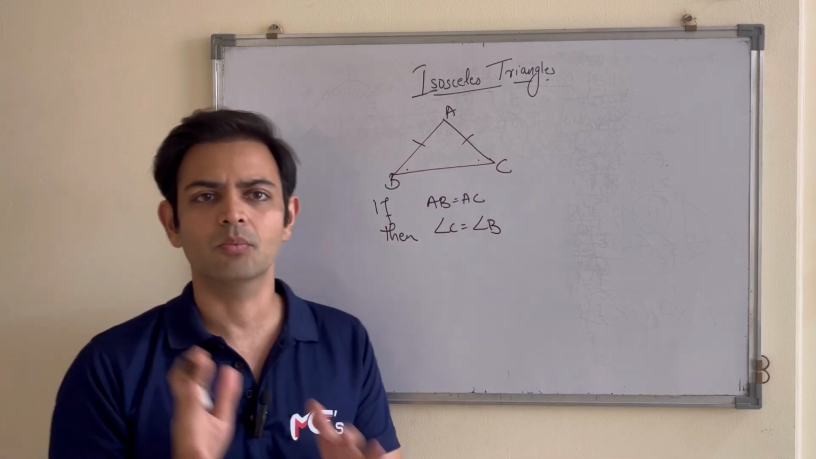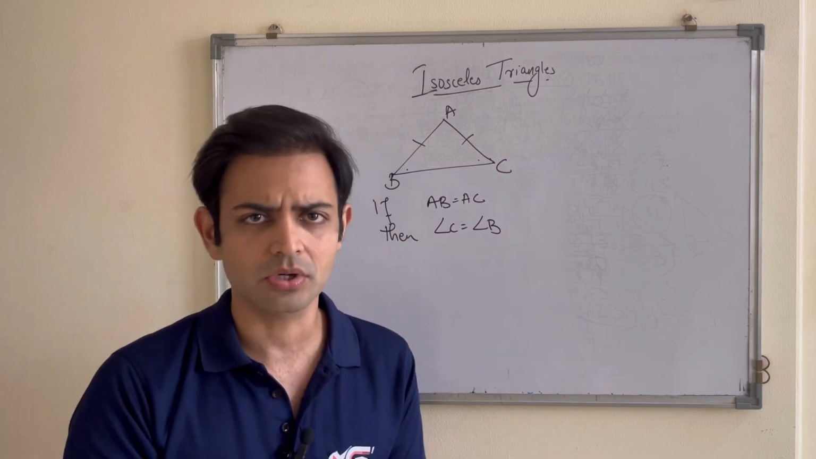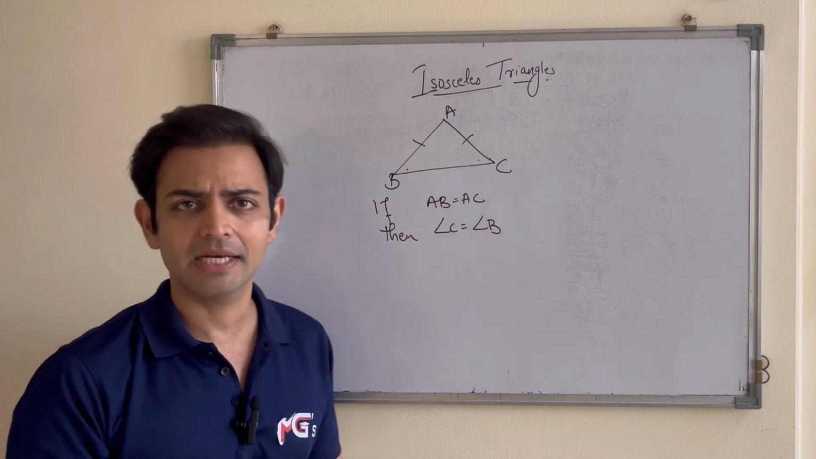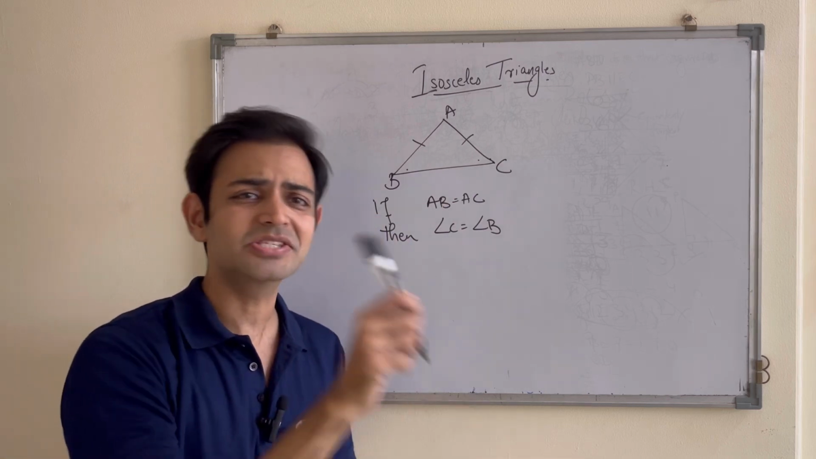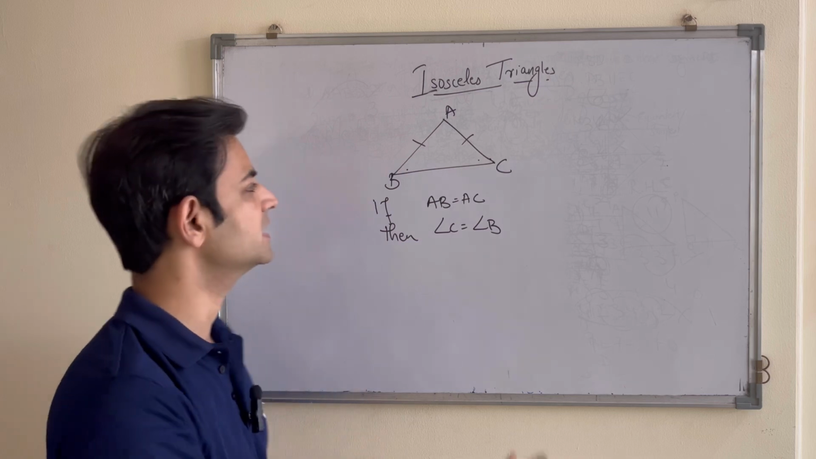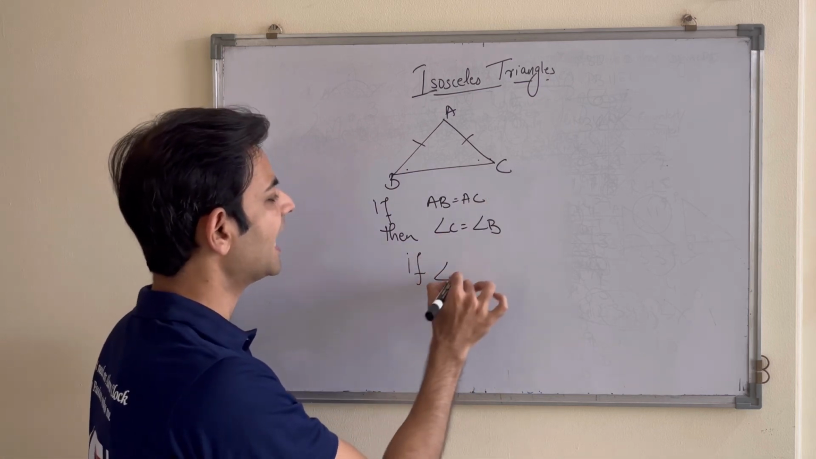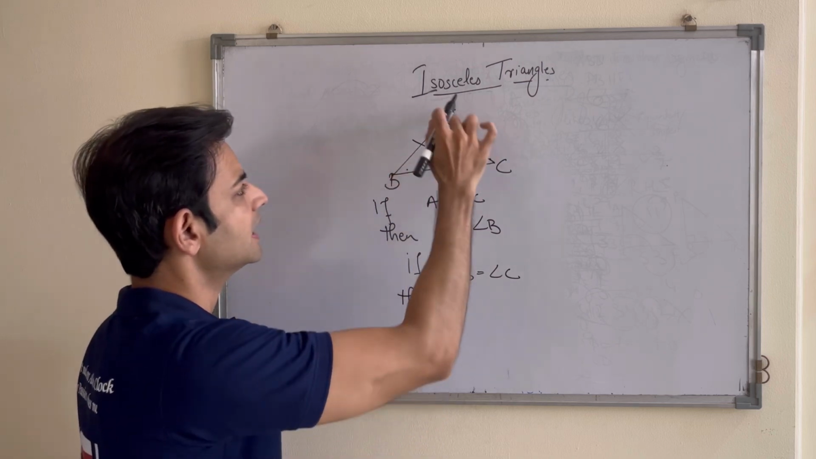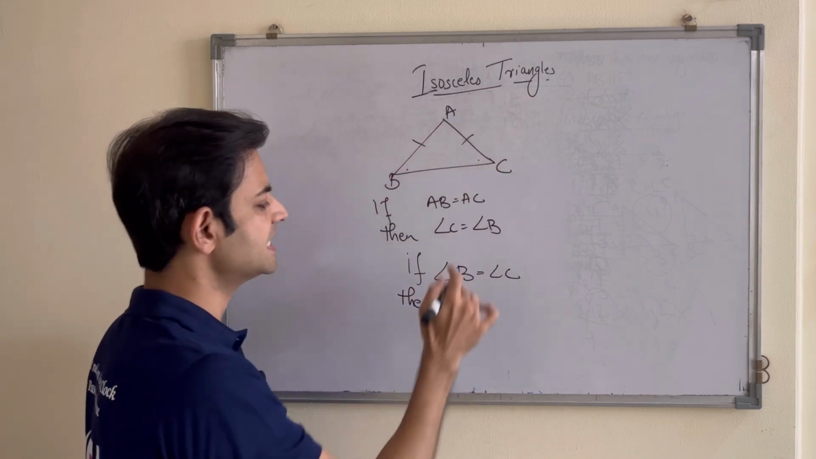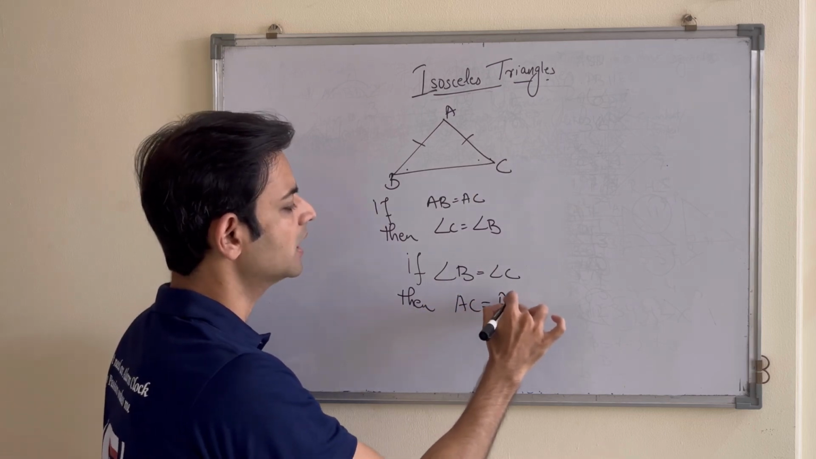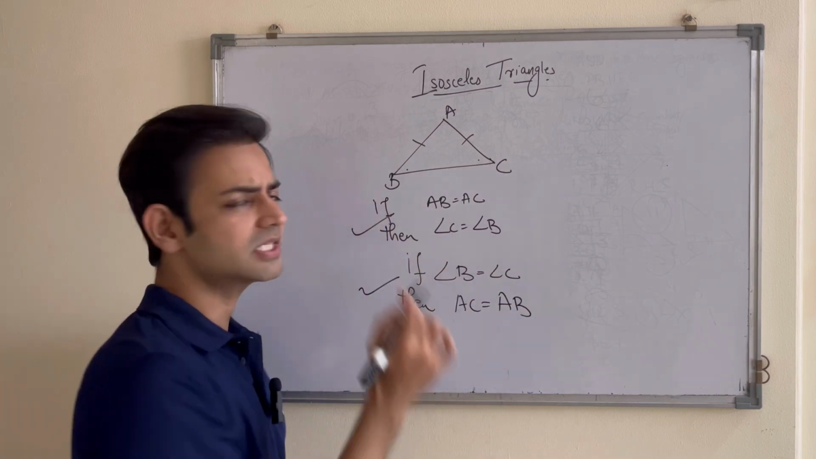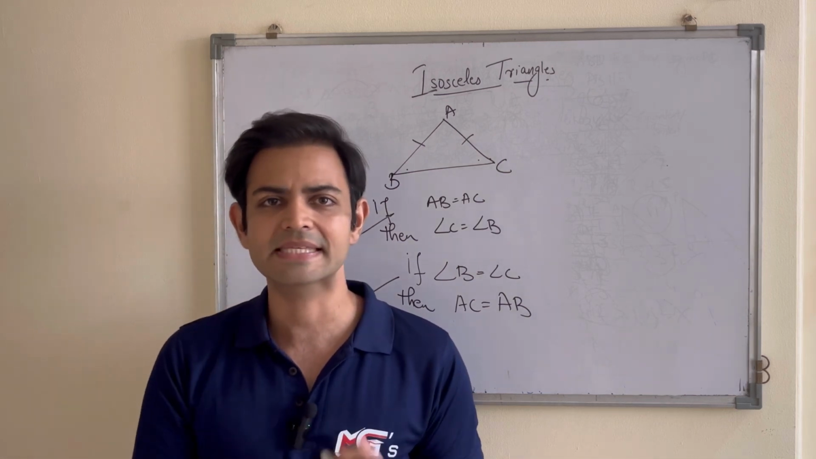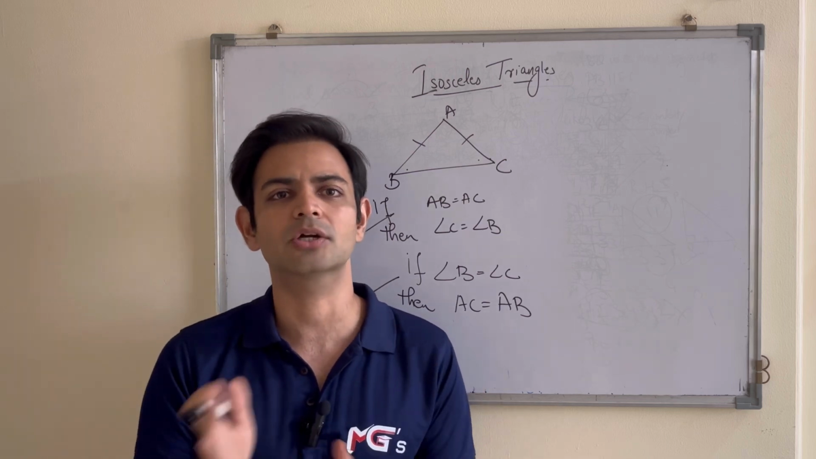So this is my theorem 1, and theorem 2 is just the converse of it, which says that in a triangle, if two angles are equal, then sides opposite to equal angles are equal. Which means if angle B is equal to angle C, then the side opposite to angle B is AC, so AC is equal to AB. With the help of just these two theorems, we'll be able to solve a lot of questions in this chapter. We'll take more examples in this video so that you understand the concept better.